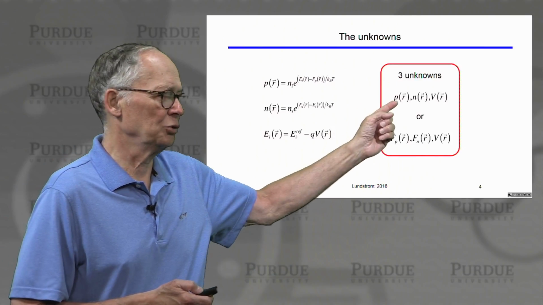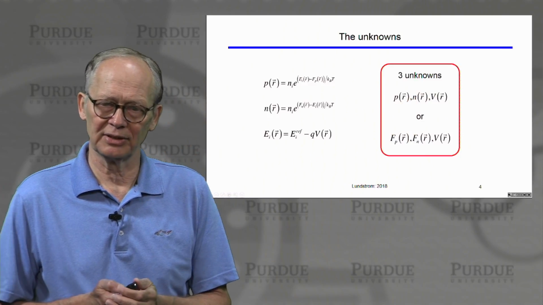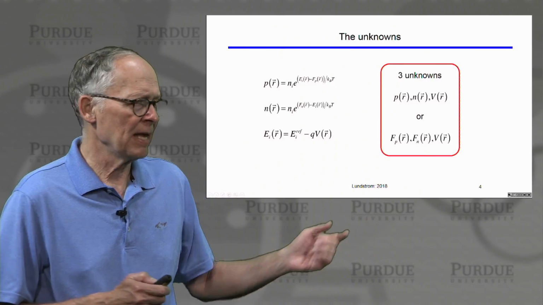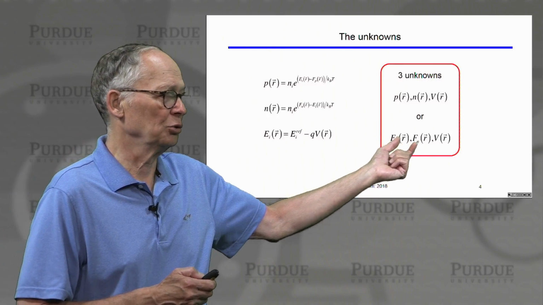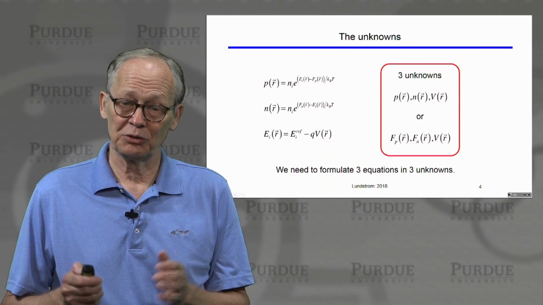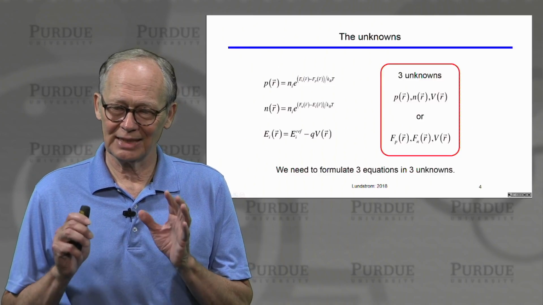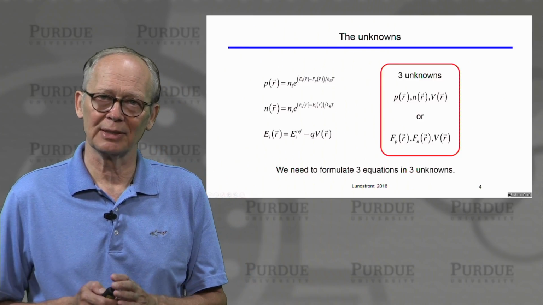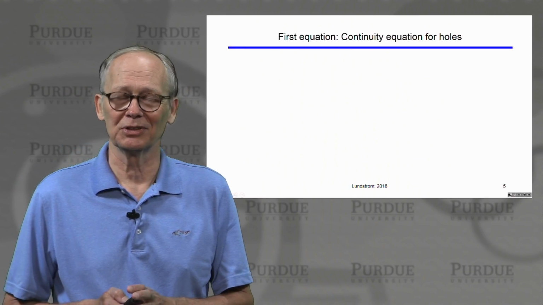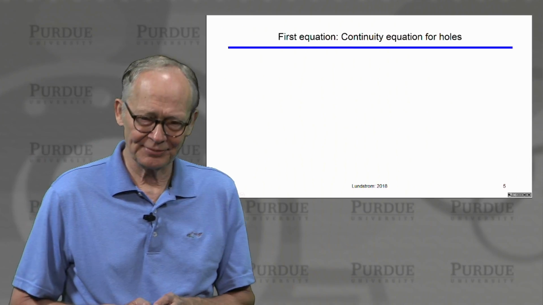There are either the two carrier densities and the voltage, the gradient of the voltage gives us the electric field, or completely equivalently, we could say that the three unknowns are the two quasi-Fermi levels and the electrostatic potential. We need three equations and three unknowns. Those three equations will give us the mathematical description of a semiconductor, any semiconductor in which the simplifying assumptions are valid. So let's talk about the first equation.